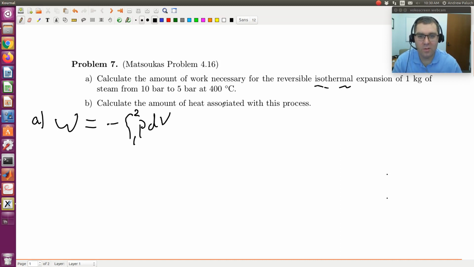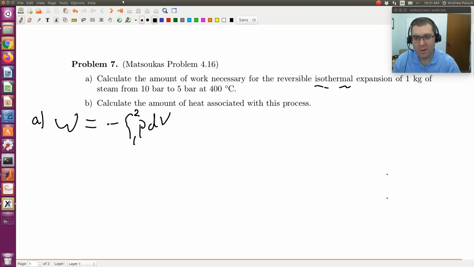What I could do is go to my superheated steam tables and read off my molar volume or specific volume at 10 bars and at 5 bars. Then I would tabulate molar volumes as a function of pressure between 5 and 10 bars, and I would need to numerically integrate that data. So I could do it.